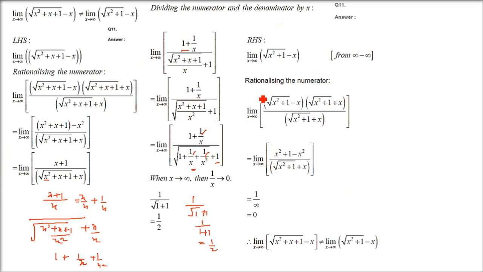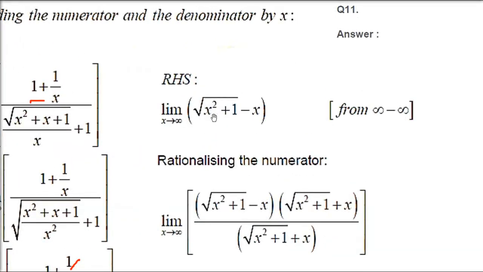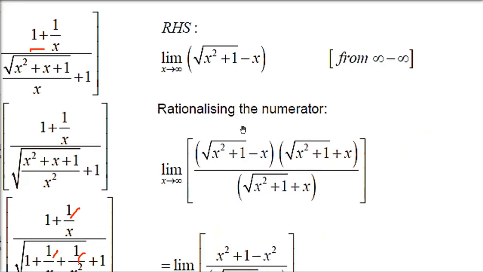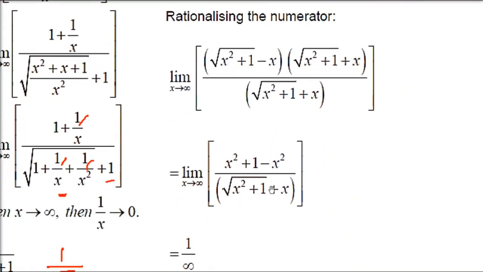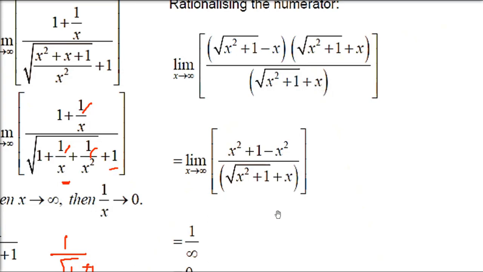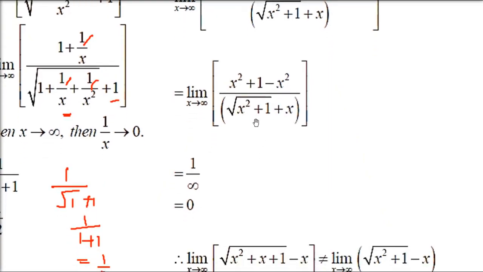Coming to the right hand side, 1 by 2 should come here. If it doesn't come, that simply means that LHS is not equal to RHS. If you put x as infinity, it will be infinity minus infinity, so you have to multiply by the RF. Because it is minus, we'll multiply with plus, and you will get numerator a square minus b square: x square plus 1 minus x square, by under root x square plus 1 plus x. x square gets cancelled. You will get 1 by under root x square plus 1 plus x.